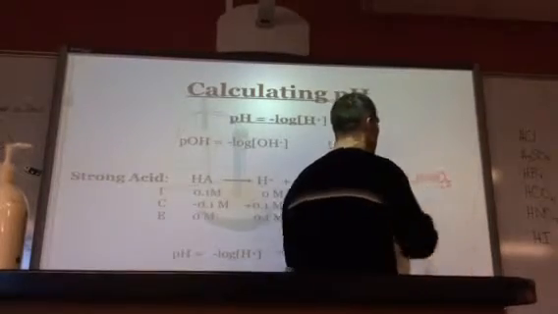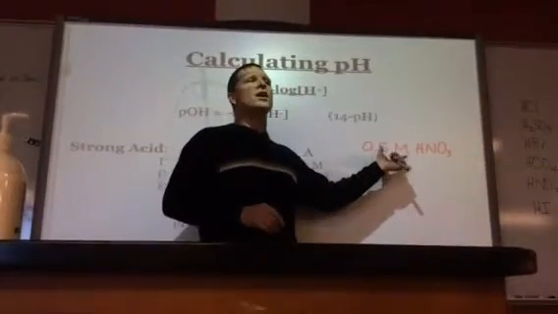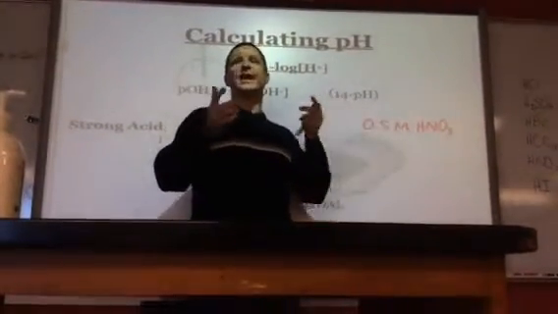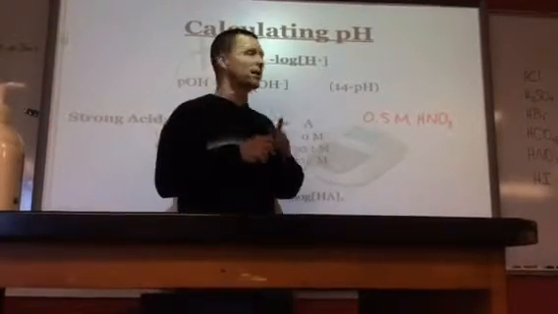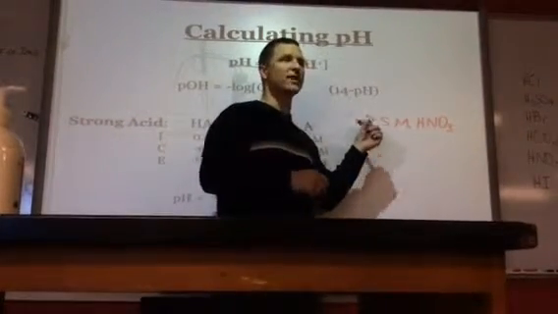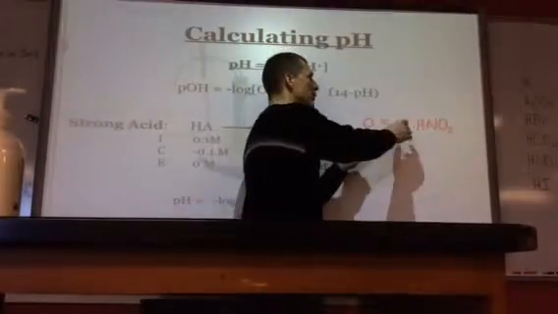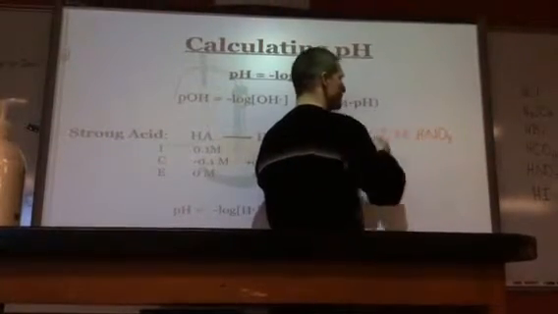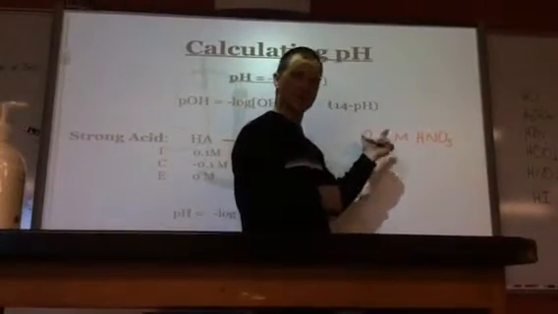I'm just kidding. If I have 0.5 molar HNO3 and I want the pH, it's very simple. I just take negative log of 0.5 and I'll have the pH, because every one of these things breaks up and gives a hydrogen, so that's my concentration of hydrogen.